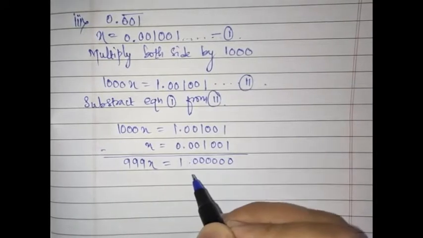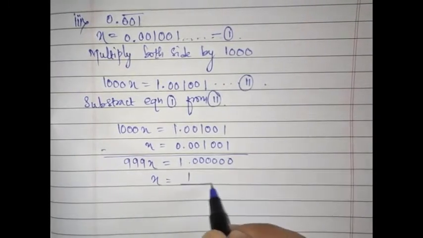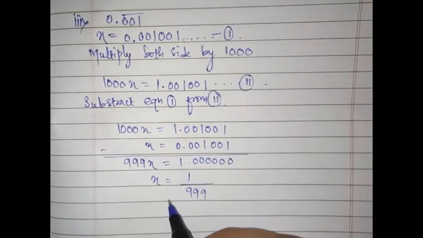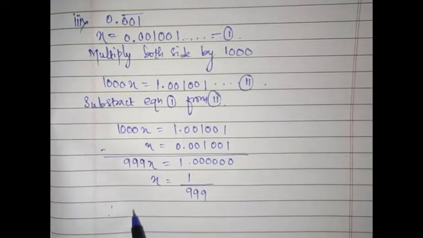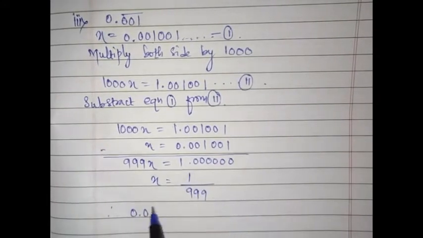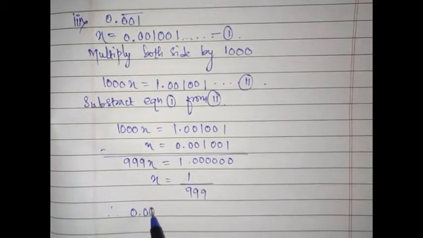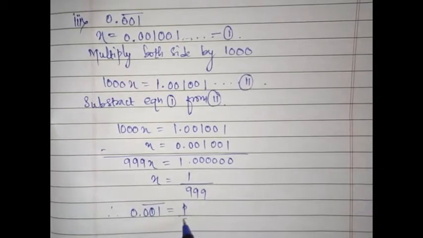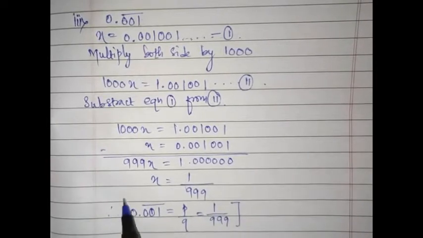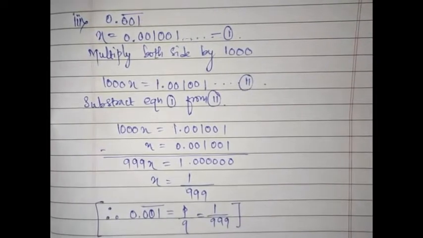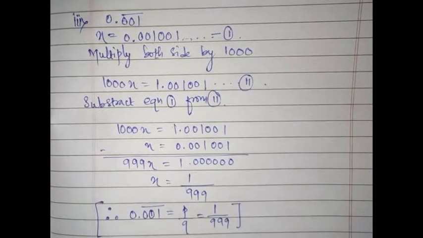So you can write x is equal to 1/999. So 0.001 bar can be written in the form of P by Q as 1/999. Simple. I hope you have understood this. Alright, with this we are over with question number 3 also. Now we will proceed to question number 4.